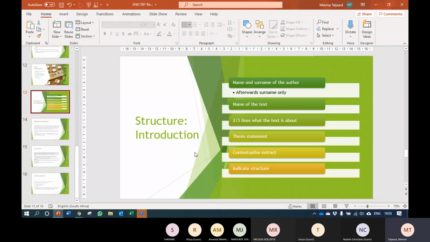Personally, I would have preferred the contextualization to be just before the thesis statement, but that's not the way they have it in the book. This is the structure they want. That's the structure you keep to. This is the way that you do it.